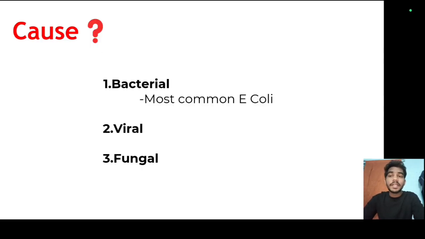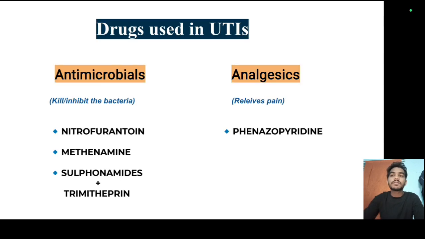Now, what are the causes behind it? It could be bacterial, viral, or fungal. Bacterial causes include the common Escherichia coli and other gram-negative bacteria. Drugs used in urinary tract infection are antimicrobials and analgesics. Antimicrobials include nitrofurantoin, methenamine, sulfonamides. Analgesics include phenazopyridine.